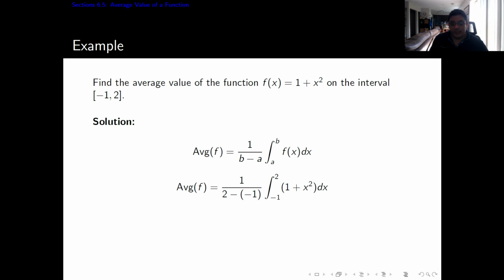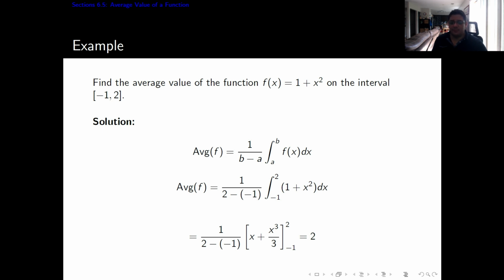So we just use the formula, and the average value of f is going to be 1 over 2 minus minus 1, the integral from minus 1 to 2 of 1 plus x squared dx. Now, of course, if we integrate here, this is going to be x plus x cubed over 3, located between minus 1 and 2. And when we plug all those values, this is going to be 2. So this tells me the average value of 1 plus x squared over all these values in minus 1 to 2 is actually 2.